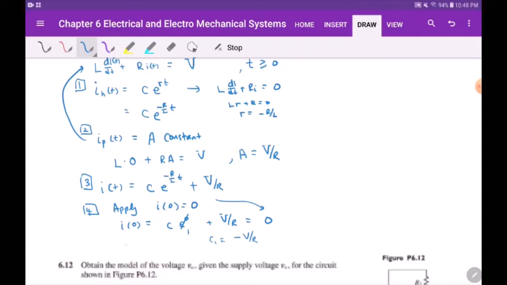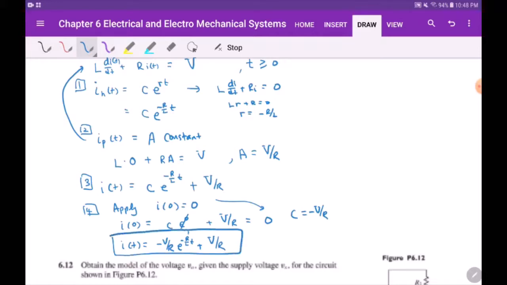So you have I sub t. Okay, I sub t is negative V over R, e to the minus R over L t, plus V over R. Let me rewrite it: C1 equals negative V over R, plus V over R. That's your final solution. Okay?